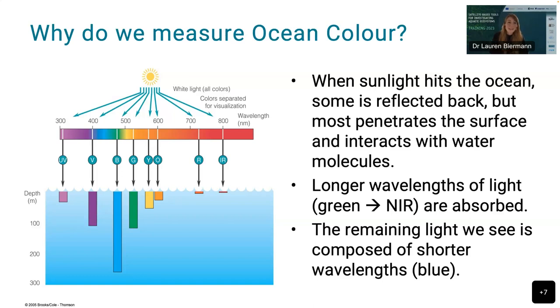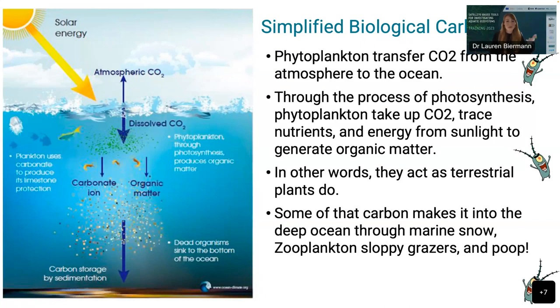The reason we care so much about this is because phytoplankton are the base of the marine food web, and that is a simplification, but ultimately, if you think of phytoplankton as the grass of the ocean, you'd know that absolutely all life in the sea is somehow linked to these tiny microscopic unicellular organisms that we can't even see with our eyes. But through the process of photosynthesis, they take up carbon dioxide. They're responsible for removing more atmospheric CO2, and they convert that into organic matter, which then gets eaten and sinks. So this is very simplistic, but don't worry about it.